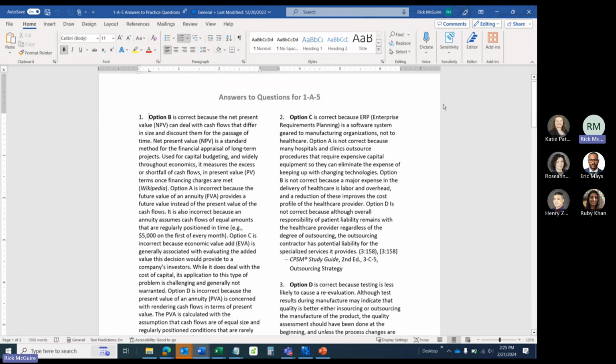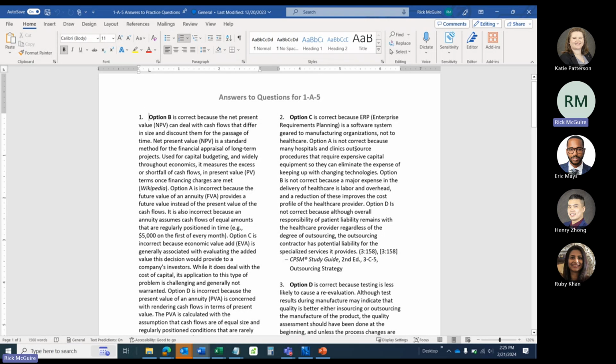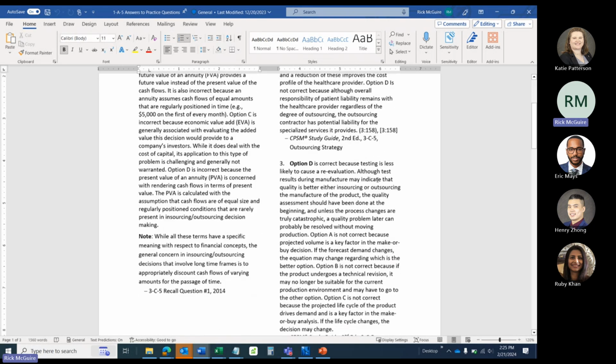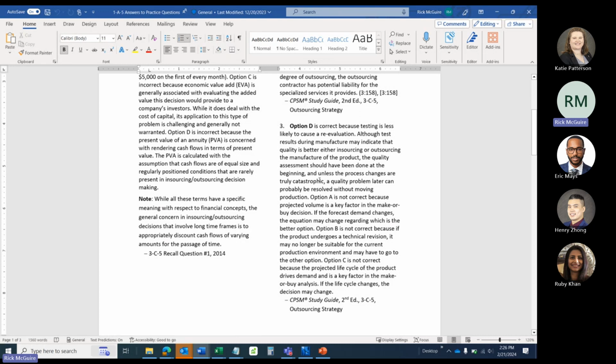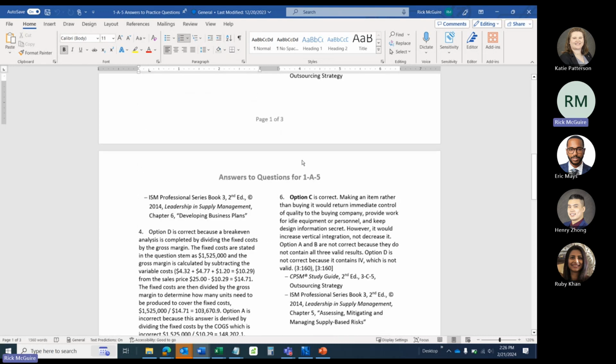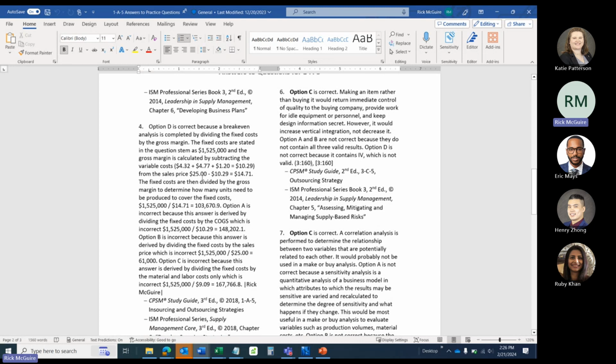Number 2 is Charlie, because ERP is a software system geared to manufacturing organizations, not to healthcare, which is kind of a weird question, but okay. Number 3 is Delta, because testing is less likely to cause reevaluation. I disagree, I would say C. C is not correct because the projected life cycle of the product drives demand and is the key factor in a make or buy analysis. It's just that the question's worded kind of weird, but that's an ISM question for you. All right, number 4 is Delta.